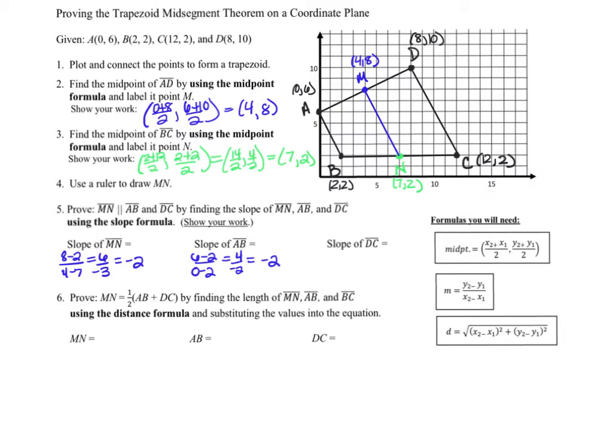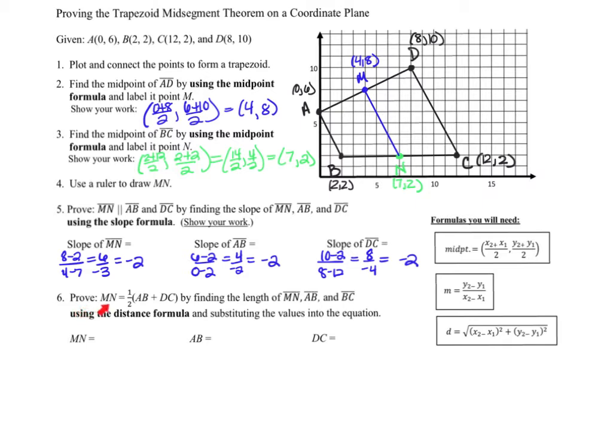To find the slope of DC, subtract your y's on top, which is 10 minus 2, and your x's on bottom, which is 8 minus 12. That's going to give us 8 over -4, which simplifies to -2. So all of these have the same slope, justifying that all three of these segments are parallel.